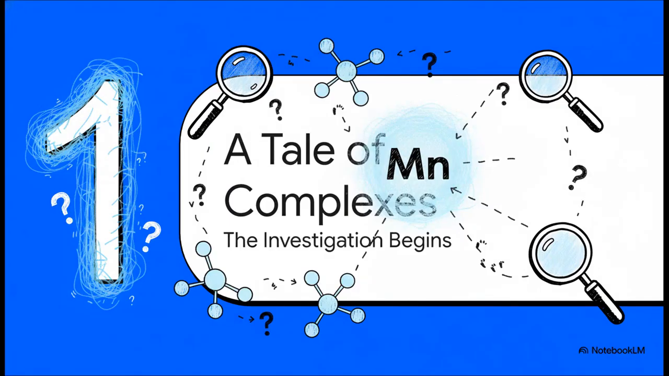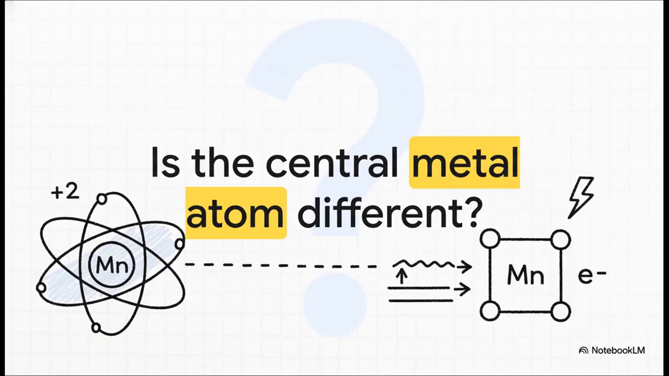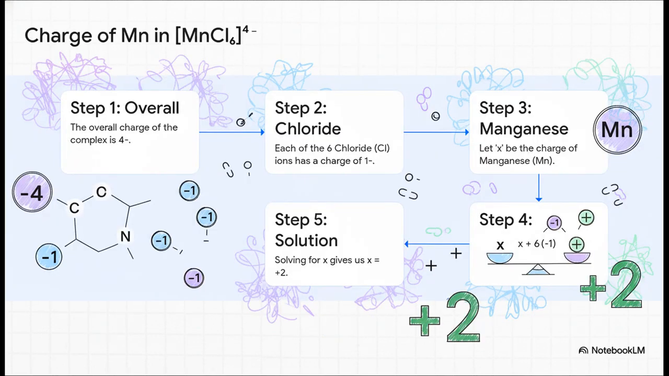Our first step, we're going to investigate the very heart of these molecules, that central manganese atom. We have to figure out if that's the thing that changed. So the first most logical question you'd ask is, did the manganese atom itself actually change? And to figure that out, we need to find its charge, what we chemists call its oxidation state, in that first complex. Okay, so we can totally calculate this, step by step.